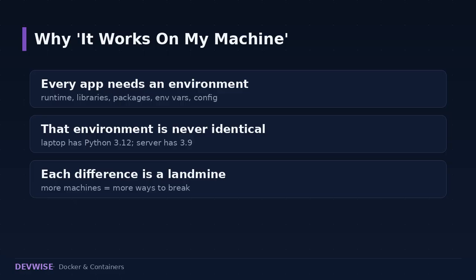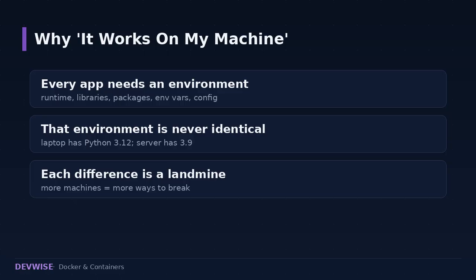Your laptop has Python 3.12, the server has 3.9. You installed a library last month and forgot. The server never got it. Your machine sets a time zone, the server doesn't. Each difference is a tiny landmine, and the more machines your software touches, the more landmines you plant. This is why "it works on my machine" is simultaneously true and useless. It does work on your machine, under conditions that exist nowhere else.